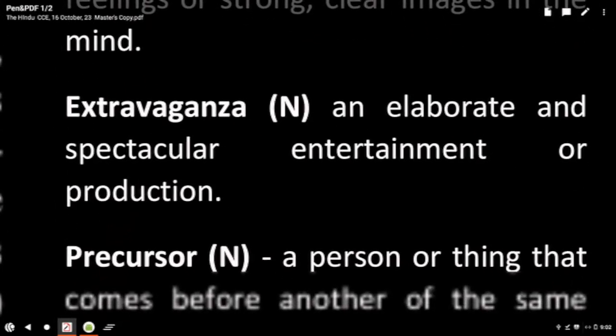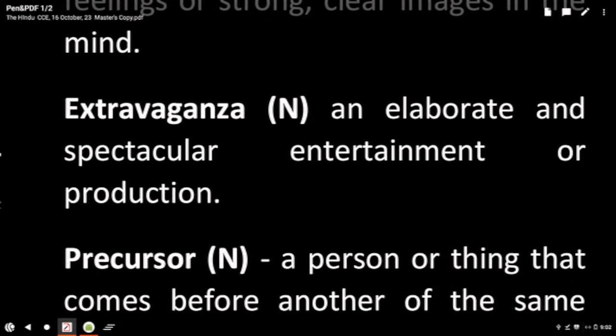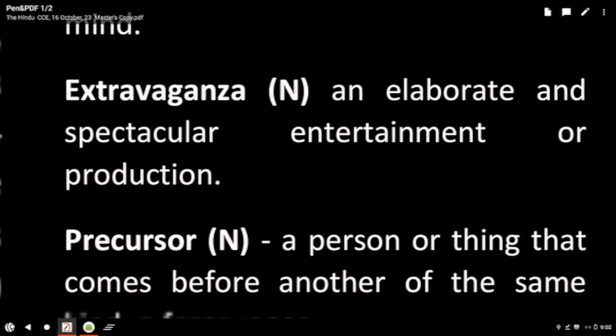The next word we got last week also, extravaganza, means what? Elaborate and spectacular entertainment or production. And based on this, I gave words like extravagant, lavish, spendthrift, prodigal, on the negative side. On the positive side, frugal, thrifty. All the words you have to recollect.